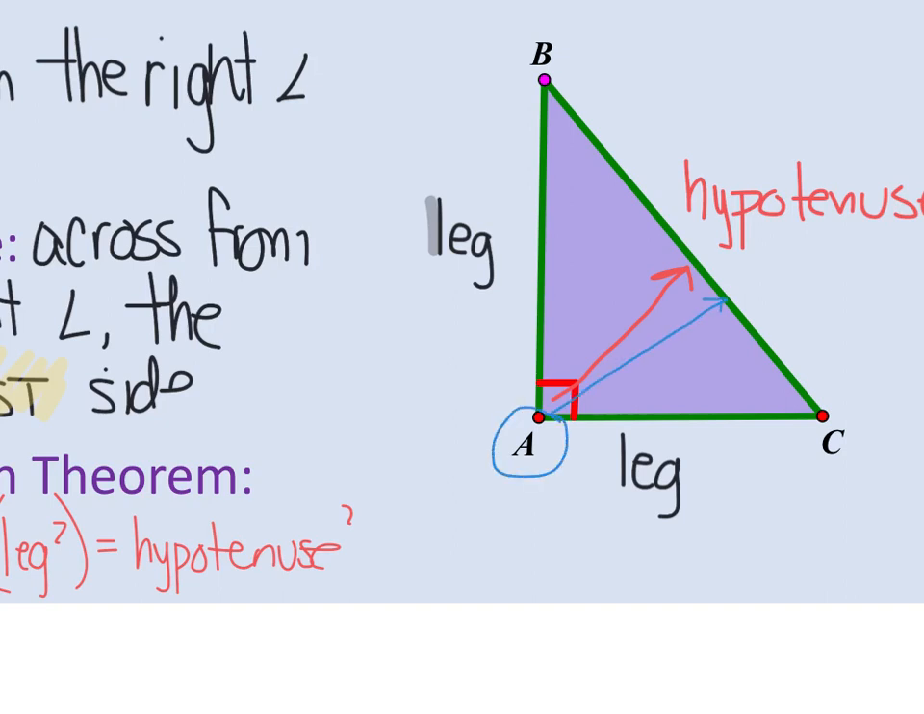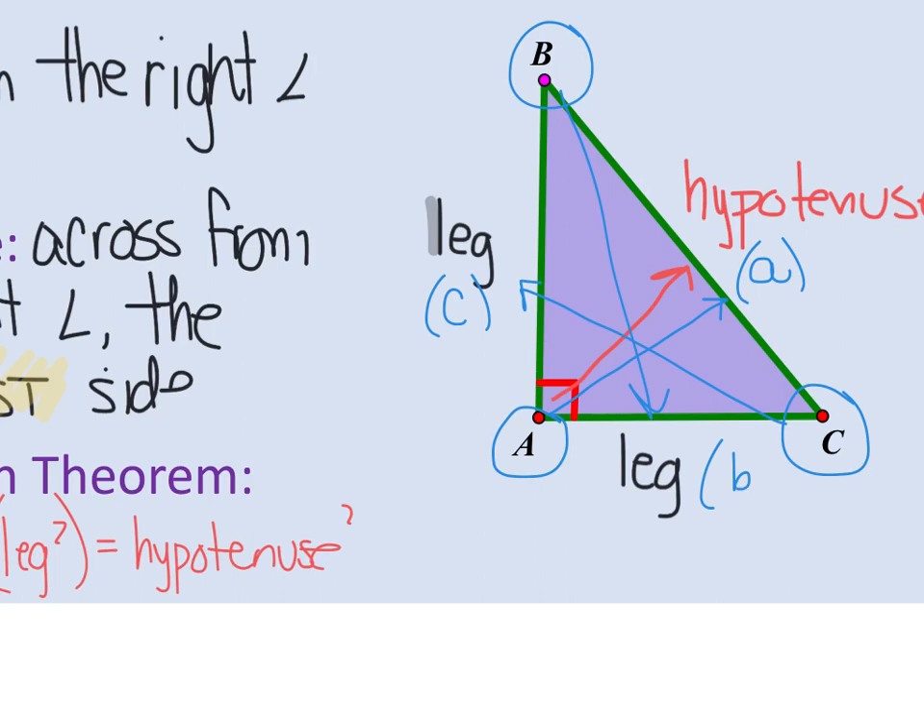So here, if that's angle A, this would be side a. Here, if that's angle C, this would be side c, lowercase. And then here, if that's angle B, the side across from it would be lowercase b. So in fact, here, it wouldn't be a squared plus b squared equals c squared. It would be leg squared, so c squared, plus the other leg, b squared, equals a squared.